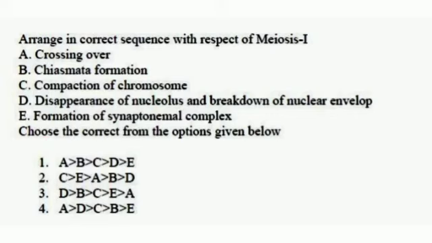The next is, mutation in which of the following would affect the functionality of eukaryotic flagella? Choose the correct one. And the right one is option 1, A only, dynein. Next is, arrange in correct sequence with respect to Meiosis-I. And in light of the options given below, the right one is option 2. That is, first comes compaction of chromosomes, then formation of synaptonemal complex, then comes crossing over, then chiasmata formation, and the last one is disappearance of nucleolus and breakdown of nuclear envelope.